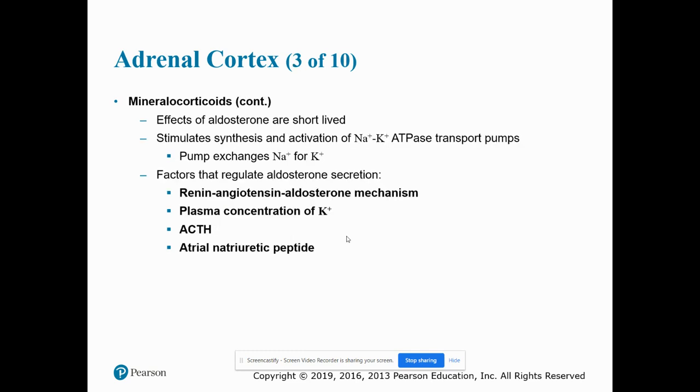The effects of aldosterone are short-lived. We're actually going to spend several slides talking about aldosterone, but the effects are short-lived. It stimulates the synthesis and activation of sodium-potassium ATPase transport pumps, and this pump just exchanges sodium for potassium. And then there are factors that regulate aldosterone secretion. The first 3 are going to increase aldosterone secretion, and the last one is going to inhibit aldosterone secretion. And so we have the renin-angiotensin-aldosterone mechanism, plasma concentration of potassium, ACTH, and atrial natriuretic peptide.